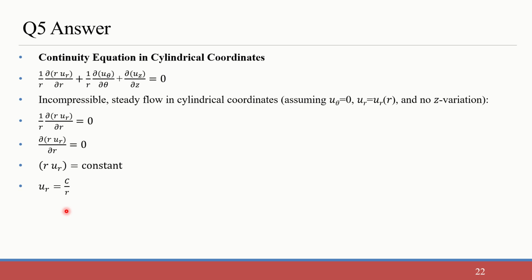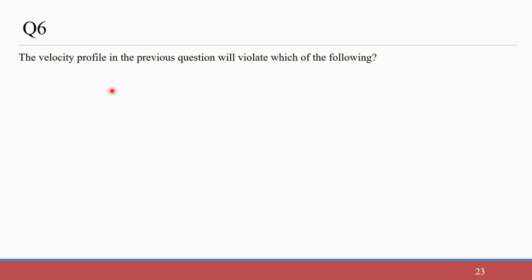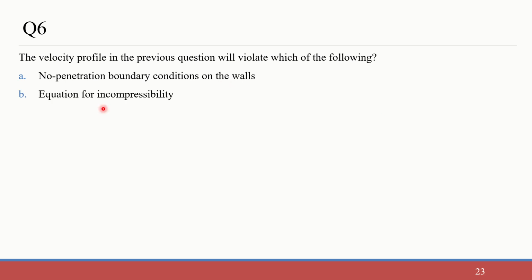Now we'll move on to the next question, question 6. Question 6: the velocity profile in the previous question will violate which of the following? The velocity profile in the previous question, that is ur is equal to c by r, u theta 0, u z 0, will violate which of the following? Option A, no penetration boundary conditions on the walls. Option B, equation for incompressibility. Option C, both A and B. Option D, neither A nor B. So the answer is option D, that is neither A nor B.